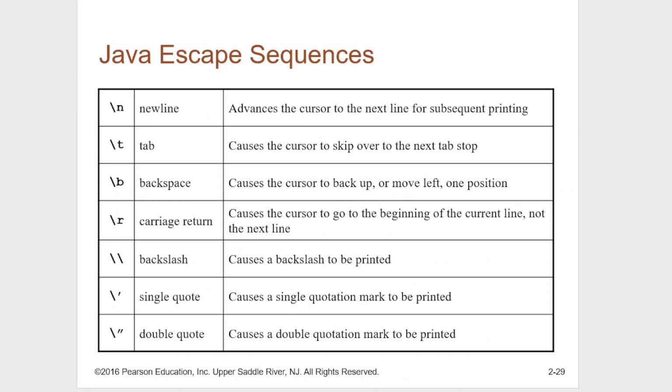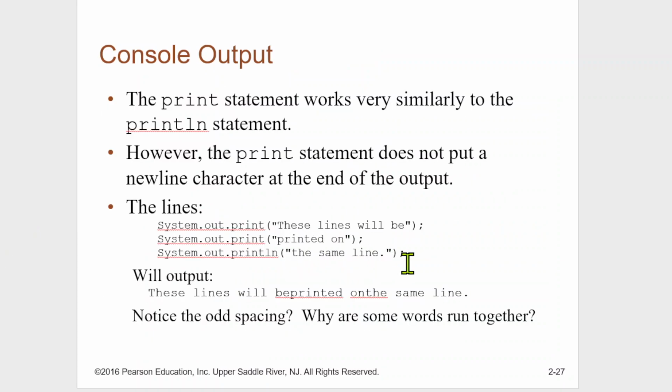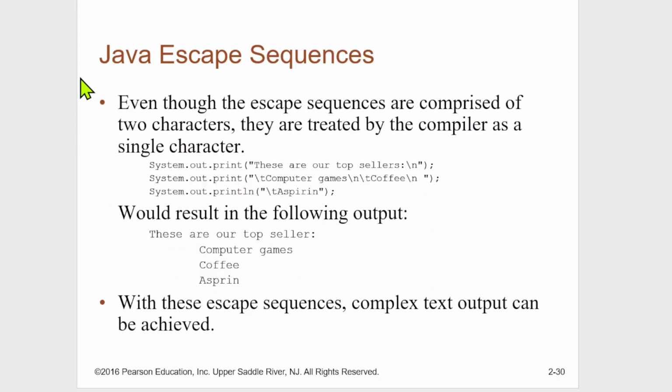Here's a couple of print examples. New line, tab, backspace, carriage return, which causes the cursor to go back to the beginning of the current line, not the next line. Backslash causes a backslash to be printed. You have one escape, so if you want to actually have a backslash in your printout, you have to have two in a row. Backslash single quote causes a single quotation mark to be printed. Double quote causes the double quotation mark to be printed, because otherwise it won't print quotation marks. But if you actually want a quotation mark to print out, that's how you have to do it. Even though the escape sequences are comprised of two characters, they are treated by the compiler as a single character.